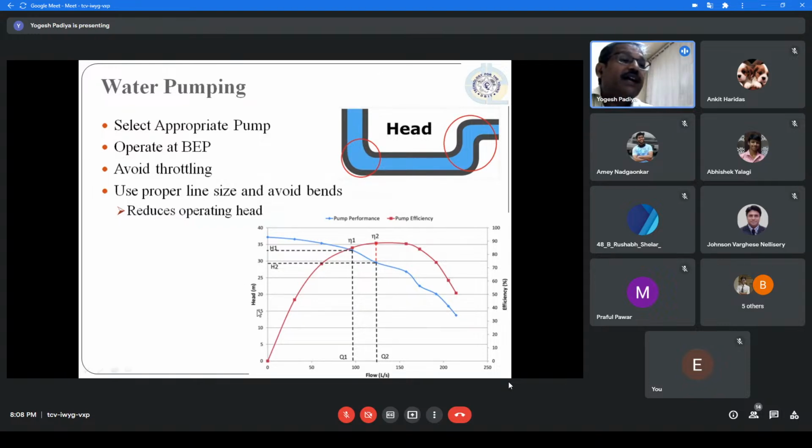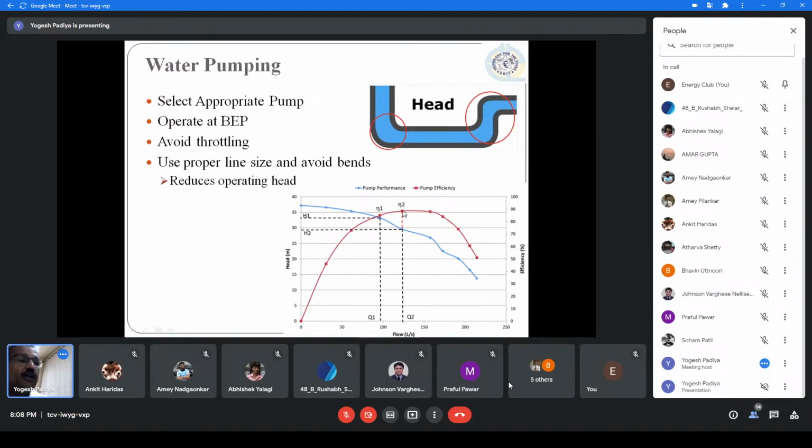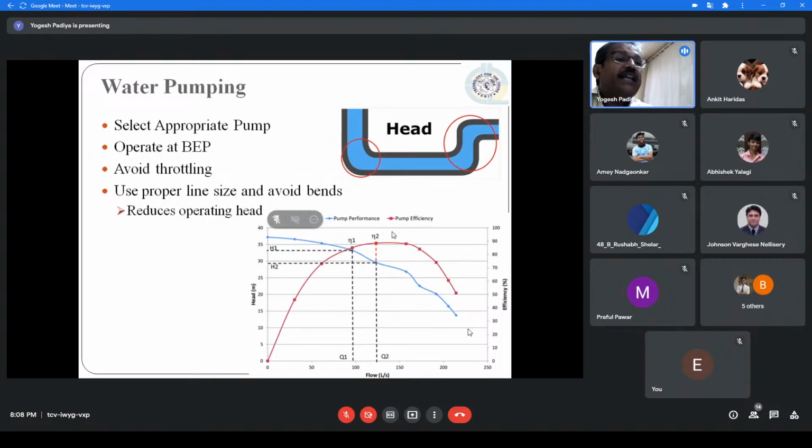Now you can see that the efficiency of the pump is maximum at a given point. However, if you operate the pump at any other point than the best efficiency point, then the efficiency will be less than this. The efficiency could be as good as 90%. If you operate at this point or at this point, efficiency will be 60 to 50%. Now, this may be possible.